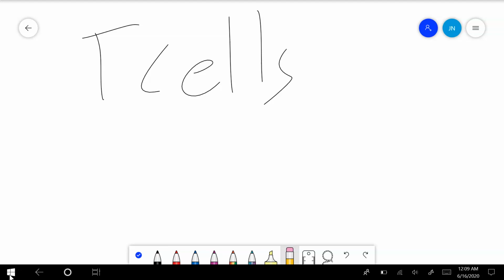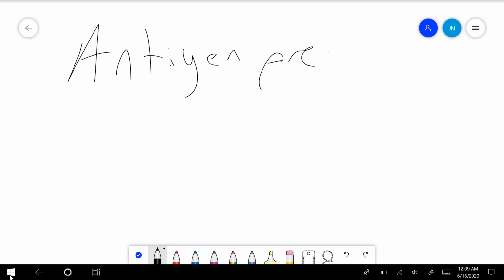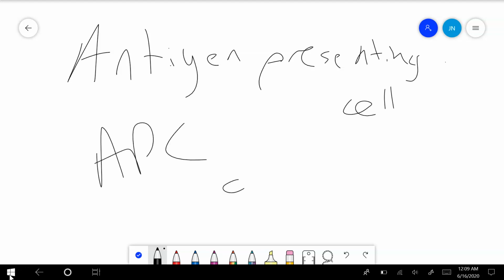Two things here are important. One, this relies on what's called an antigen-presenting cell, or an APC. Most often these are dendritic cells. Remember, these are cells that you would find in organs.